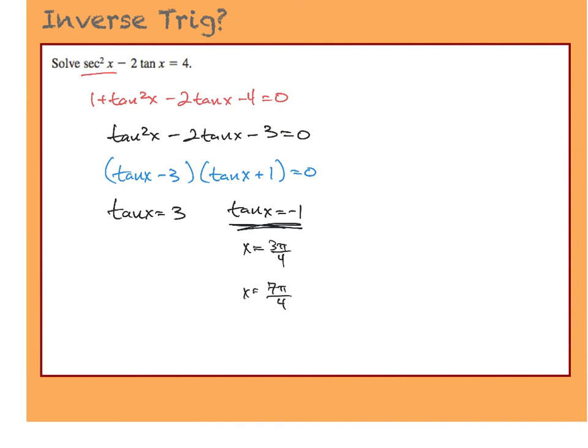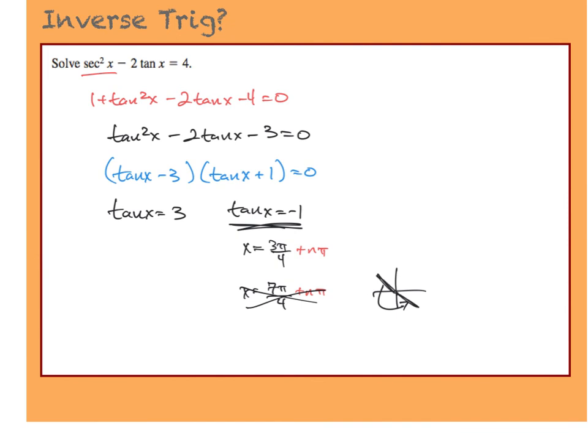However, what's the period of tangent? Pi. So we're going to add pi to it. Do I need both of them? I don't actually need both of them. Which one gets covered? The 7 pi over 4. All right? Because 3 pi over 4 is here, 7 pi over 4 is here. If I add pi to it, I get to the 7 pi over 4. All right, let's look at this next one.